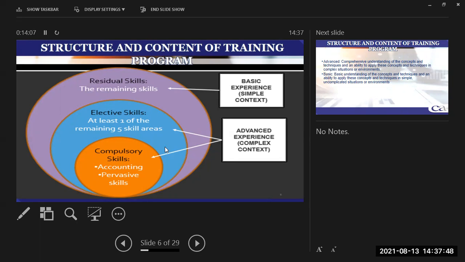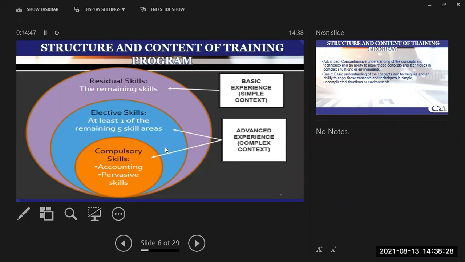Once you have selected a certain skill to be an elective, it means that you have to achieve a level 4, or what I would want to call an advanced experience. You should exhibit advanced skills in an advanced setting. So once you have selected the compulsory and elective skills, you have now achieved a total of 3 core subject areas. That would mean that the 4 remaining subject areas fall into the residual skills.